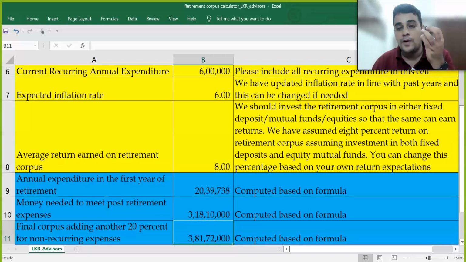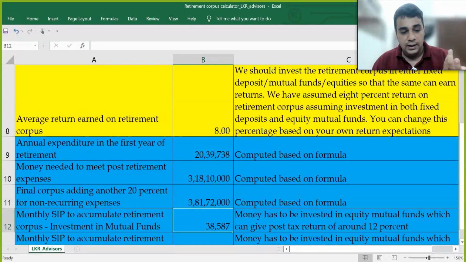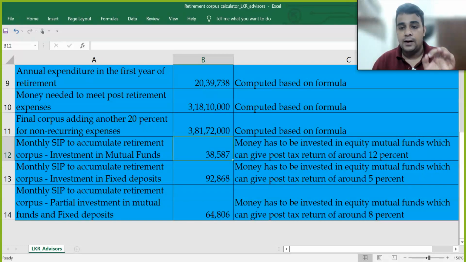You are going to get this money by doing a systematic investment. Either you can go for a recurring deposit, which is putting money in a bank, or you go for an equity mutual fund, or you go for a mix of this. If you put it in mutual fund, today you need to create a systematic investment plan of 39,000 rupees, because this will give a 12% return. So if you invest 39,000 from today till 50 years, you will get 3 crore 81 lakh 72,000, because mutual funds are likely to give a return of 12%.